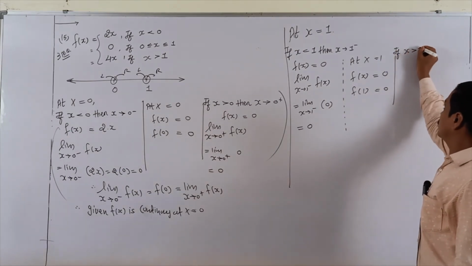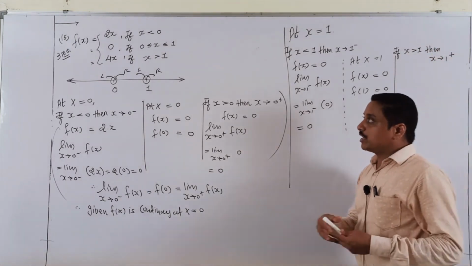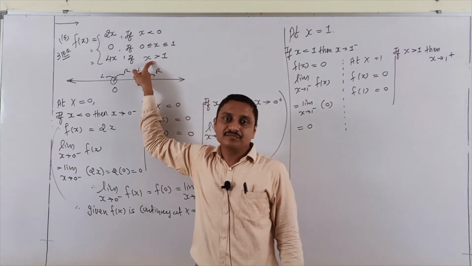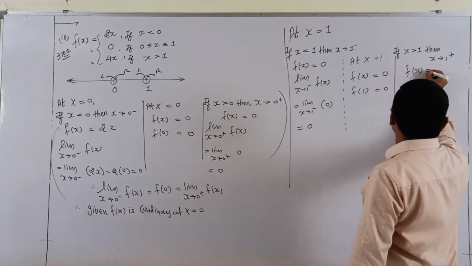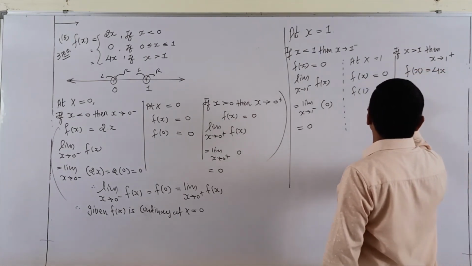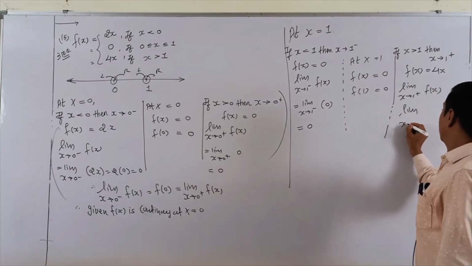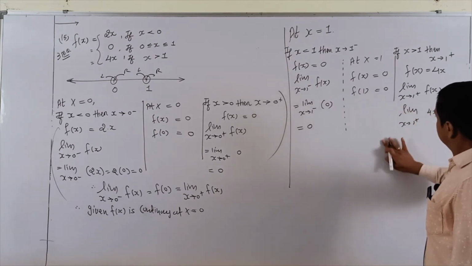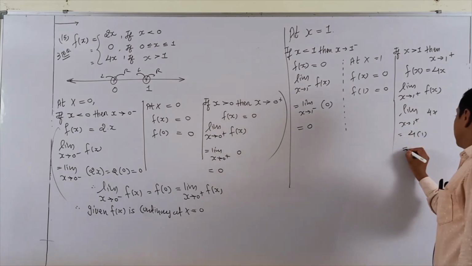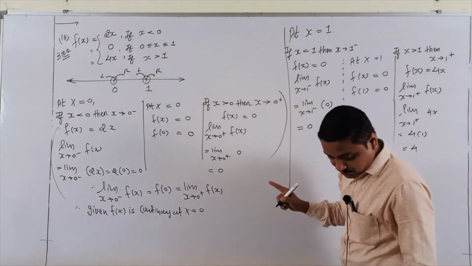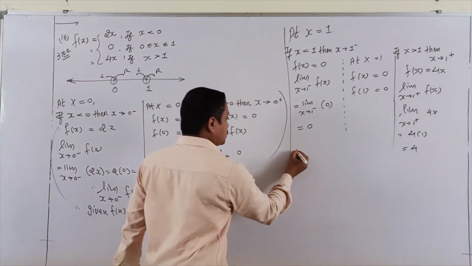And the last case, if x is more than 1, then x tends to 1 positive. Now your case is surely this one. You get 4x. So f(x) is ready for that, and the limit as x tends to 1 positive of f(x). Now you check whether the values are the same or not. Here 4 into 1, 4, versus 0. Yes, they are not the same. So my answer is a discontinuity.